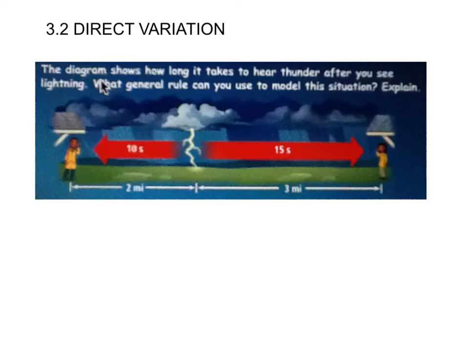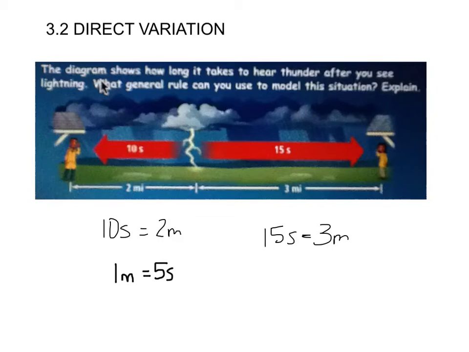So what rule could you use to represent this situation? Well, if you know that 10 seconds is equal to 2 miles and 15 seconds is equal to 3 miles, you should realize that, wait a minute, 10 seconds is 2 miles. That means 1 mile is going to take about 5 seconds, because 10 divided by 2 is 5, and 15 divided by 3 is 5. So if you were a mile from the lightning, it would take 5 seconds to hear the thunder.